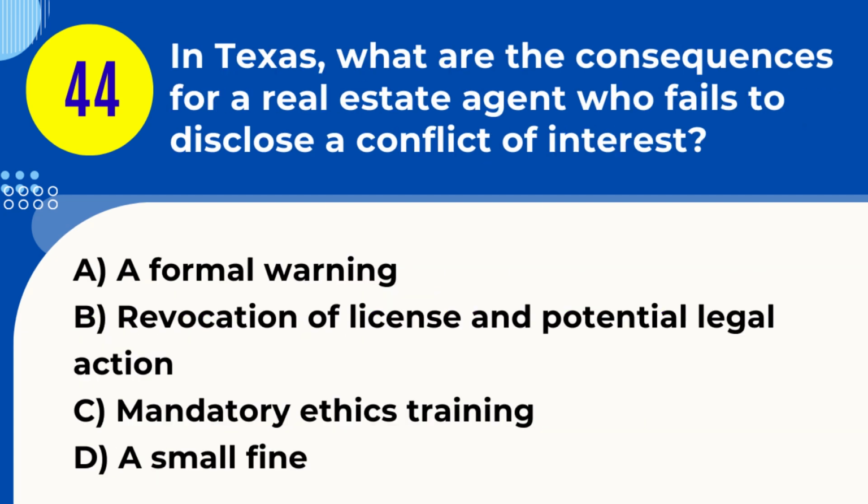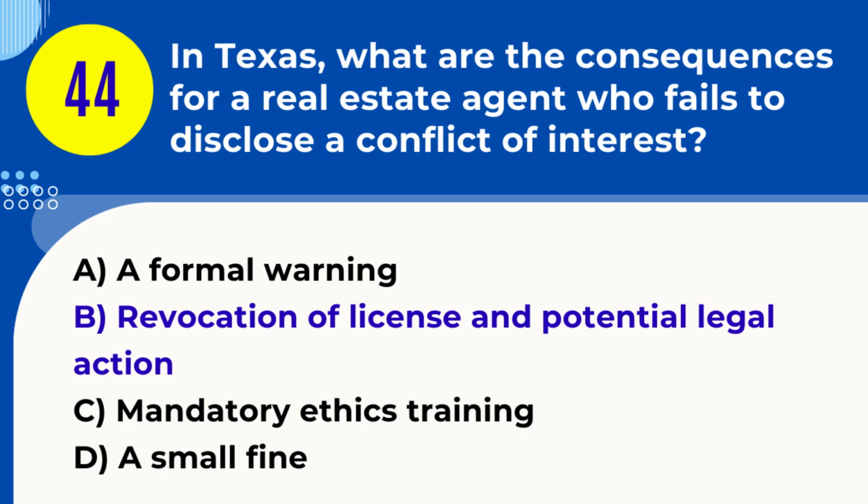Question 44. In Texas, what are the consequences for a real estate agent who fails to disclose a conflict of interest? A. A formal warning. B. Revocation of license and potential legal action. C. Mandatory ethics training. D. A small fine. Answer. B. Revocation of license and potential legal action.